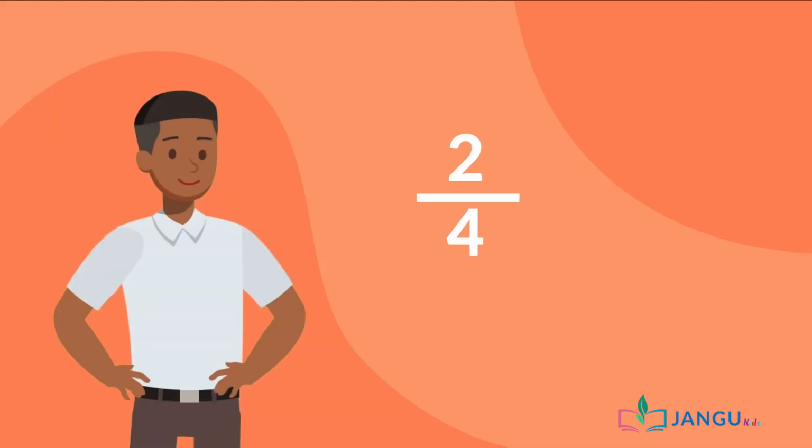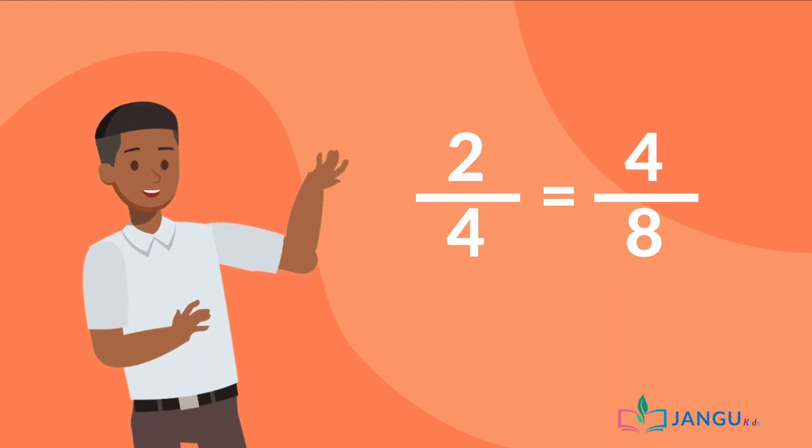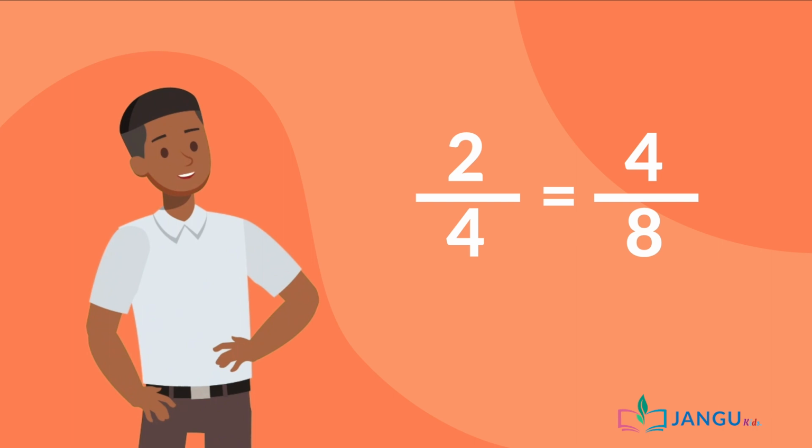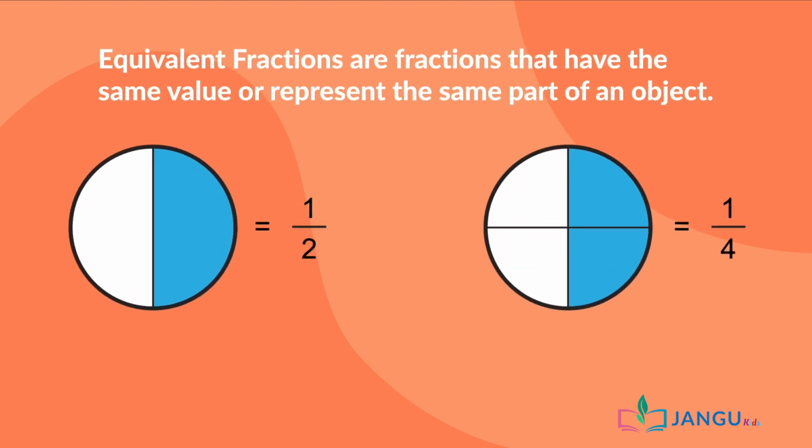Now, do you know that 2 over 4 and 4 over 8 are the same? Are you confused? Well, don't be. This is the concept known as equivalent fractions. Let's find out what it means. Equivalent fractions are fractions that have the same value or represent the same part of an object. To obtain equivalent fractions of a given fraction, we simply multiply the numerator and the denominator of the given fraction by the same whole number.